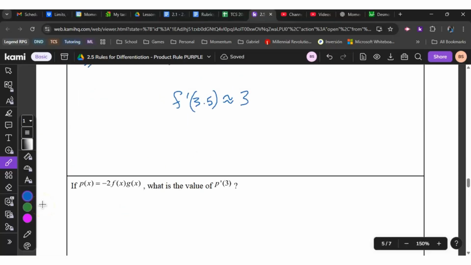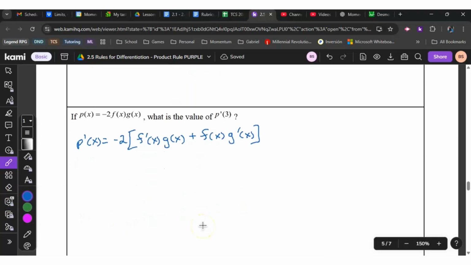Now our next one, it's the same kind of question we just did, except there's this extra 2. So p prime of x, let's always just start by finding kind of the definition here. So it's negative 2, and then let's deal with the f(x) g(x). So remember, it's the derivative of the first times the second plus the first one times the derivative of the second. Why is it in brackets? Because the negative 2 is outside of everything. So once we're done, we're going to multiply our final answer by negative 2. But remember, we're actually finding p prime of 3.